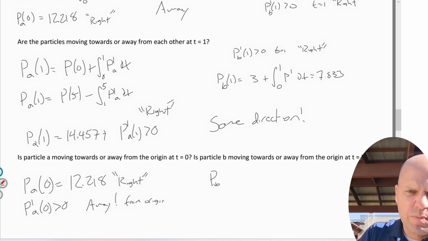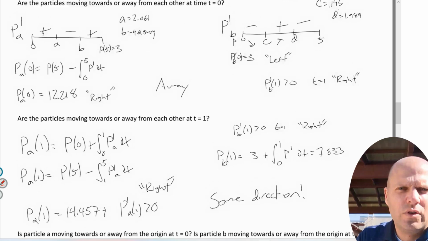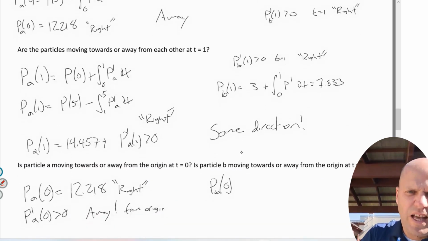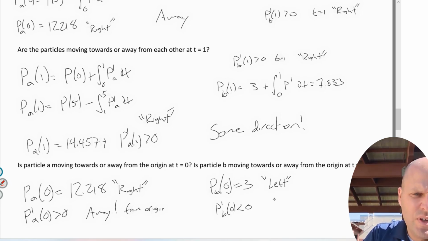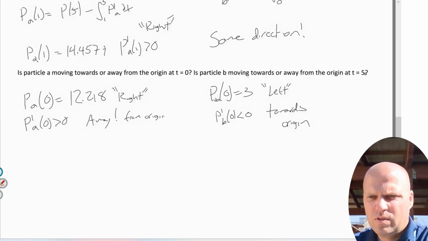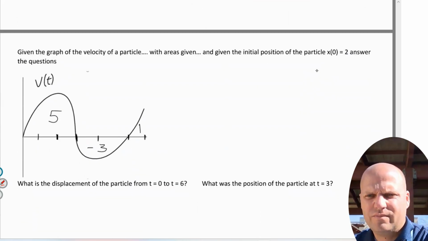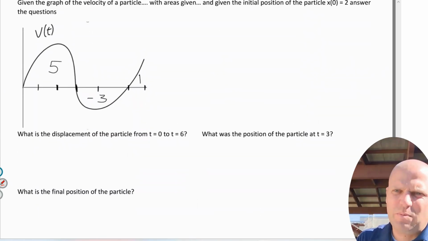Particle B, its position at time 0 we found, was 3, and it's moving left because the derivative of the position at time 0 was negative. So that means it's moving towards the origin. And great. I'm not doing the last page.